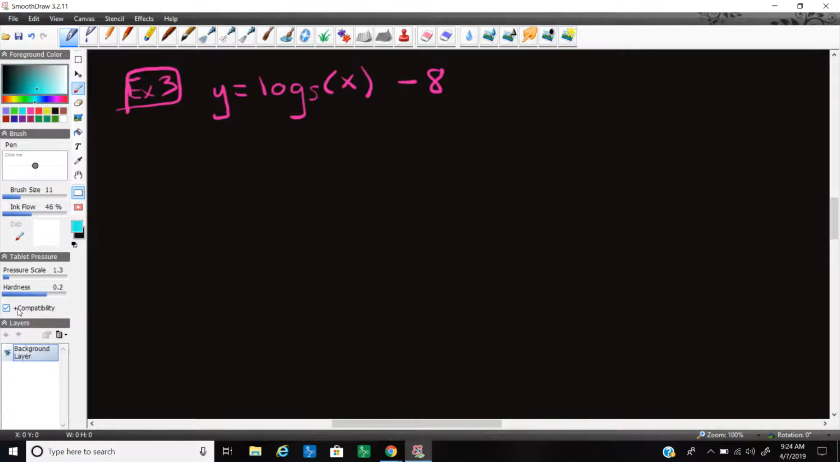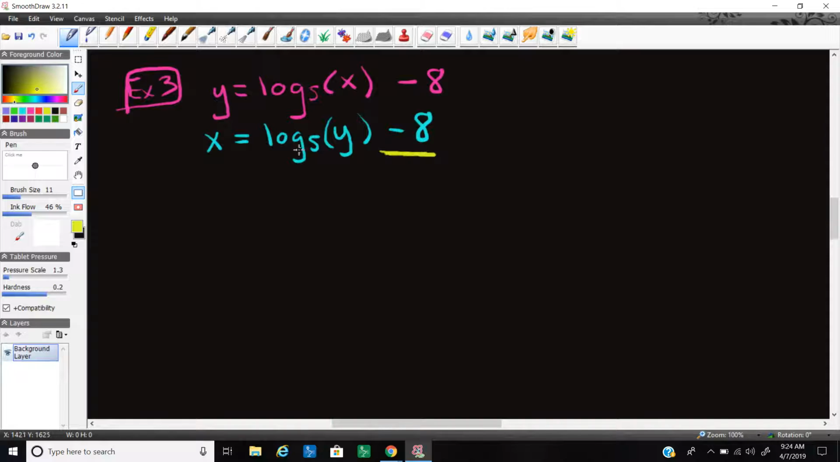So just like before, we're going to go ahead and switch x and y first. So x equals log base 5 of y minus 8. And we're going to try to get the y by itself. Okay. In this one, we do have minus 8 over here.